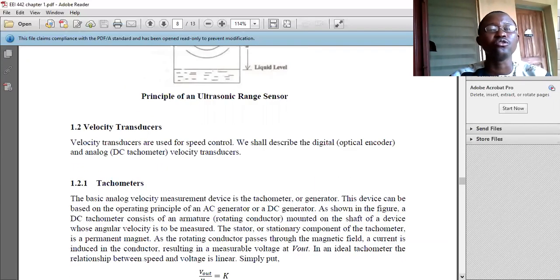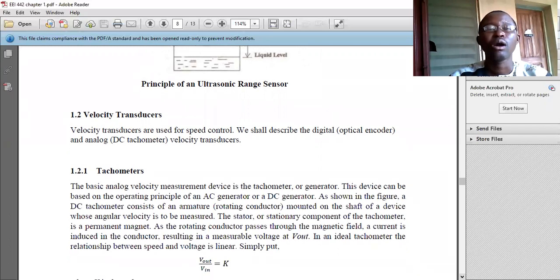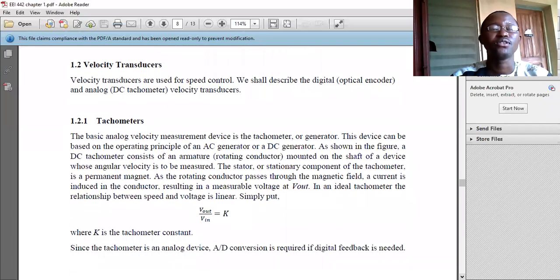Now we're moving on to velocity transducers. When you have questions later on, when you receive the video, you can discuss them later on. We are moving on to velocity transducers.